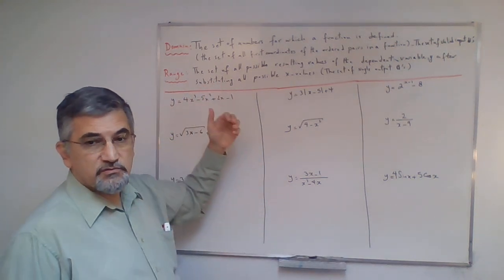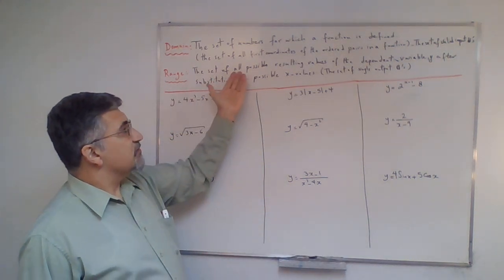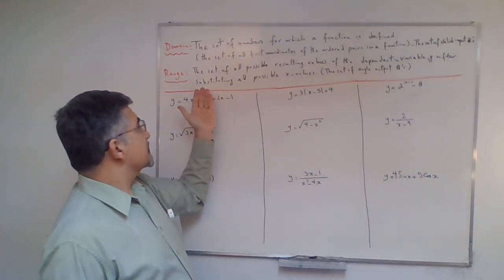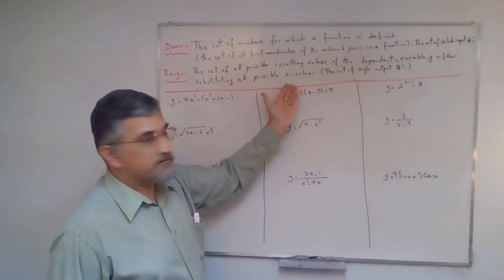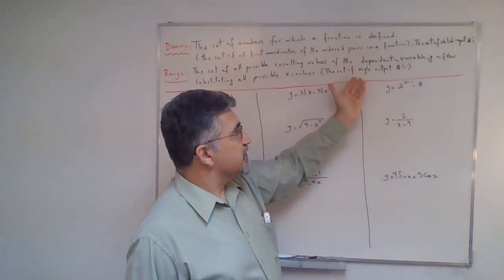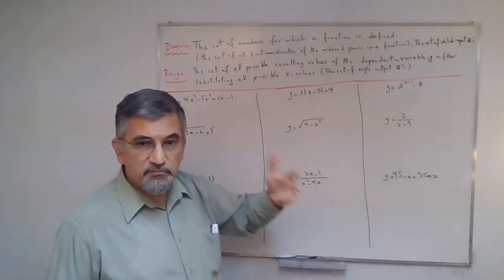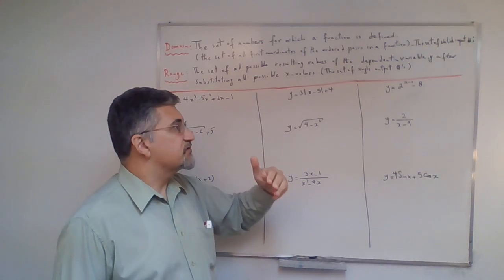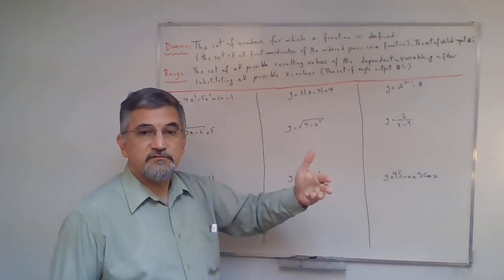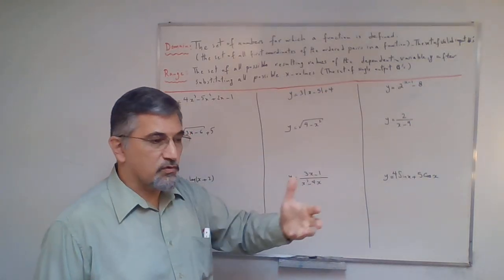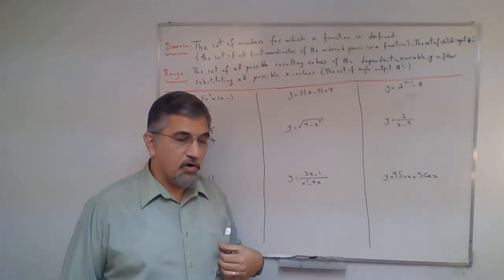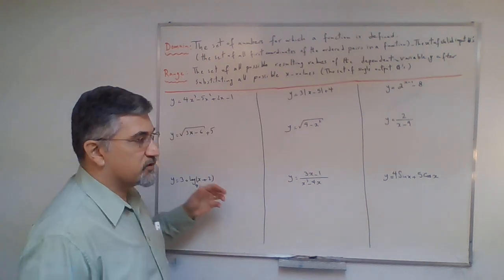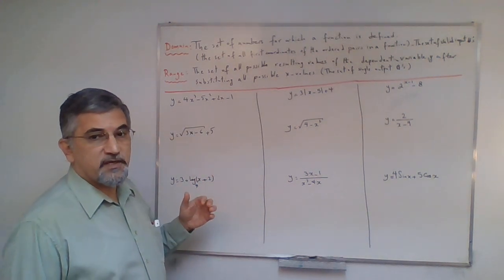And the range, which is another set, is the set of all possible resulting values of the dependent variable y after substituting all possible x values. In other words, the set of single output numbers. So the set of valid input numbers for a function is the domain set, and the set of the single output numbers for the function is the range set. That's what domain and range are. There are two sets of numbers. In this lecture, we will concentrate on domain for now.